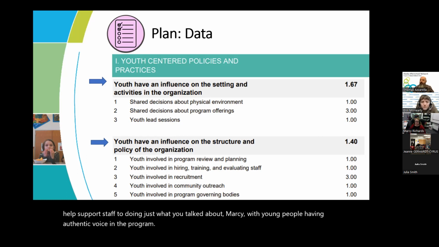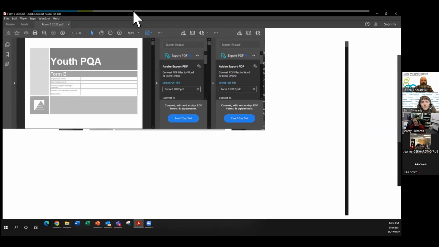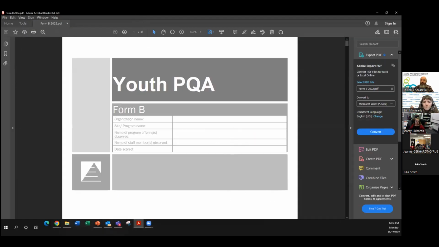So what I'm going to do now is pull up our organizational assessment tool. And I'm going to see, is that showing right now, or is it still the slide deck? All right, great. So this is the Form B tool that Erin put in the chat box. If you didn't get it, we'll also email it afterwards.